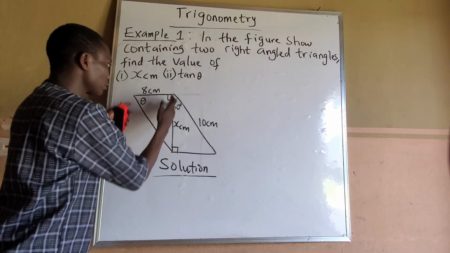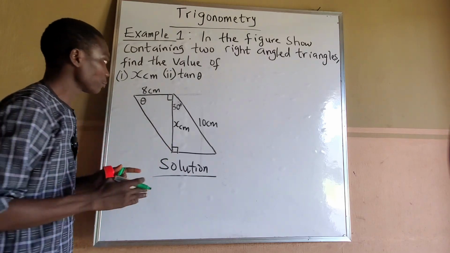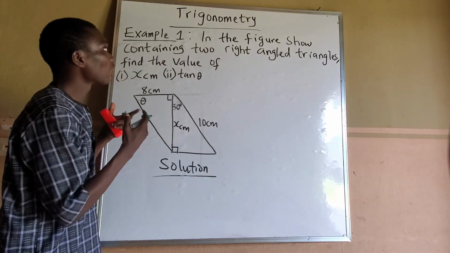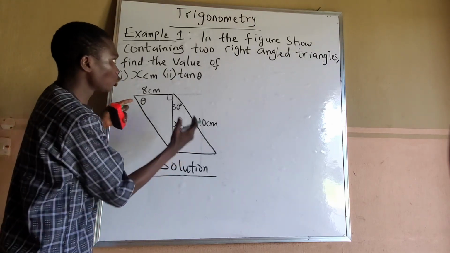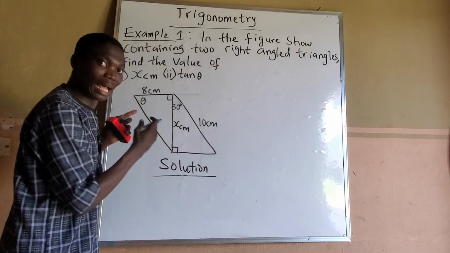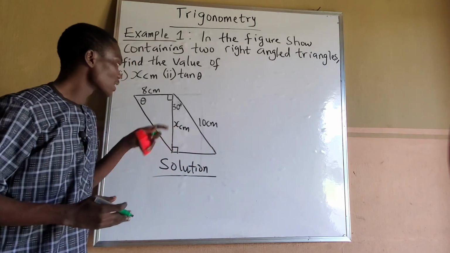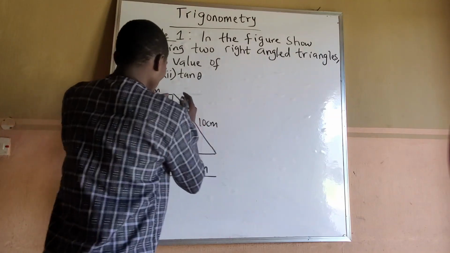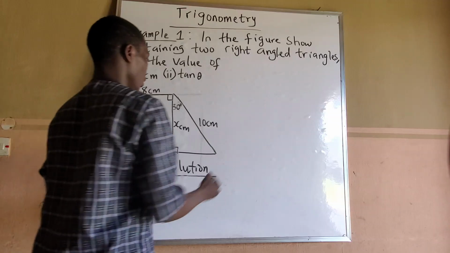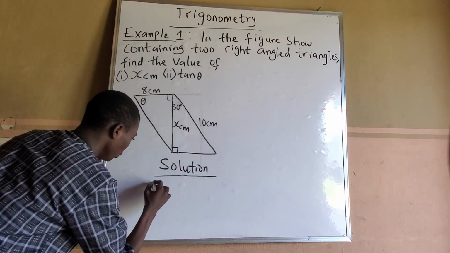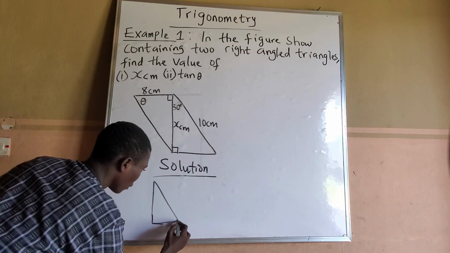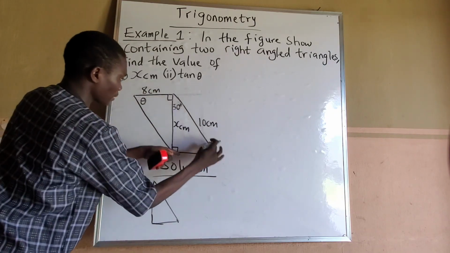I will divide this triangle into two parts because we were told earlier that it is two right angle triangles joined together. So I will separate them at first to get the value of this X. So I would like to bring this part out. I will draw this part here to be this. So I'm bringing this part out here.